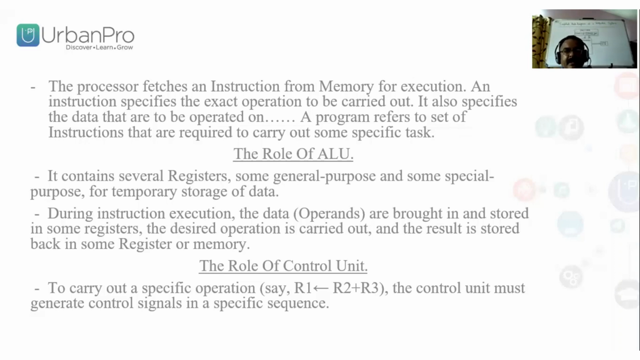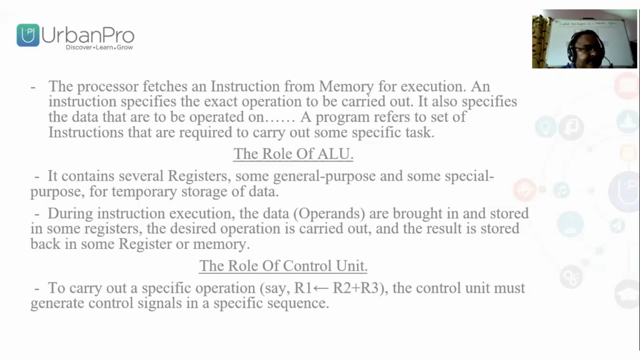What is the sequence? In brief, the control unit has to enable register R1 and register R2. So the contents are coming to the arithmetic logic unit. And in the arithmetic logic unit, the adder is to be enabled. Then the addition will happen and the result goes back to R1. So to carry out a specific operation, that's what is written here.